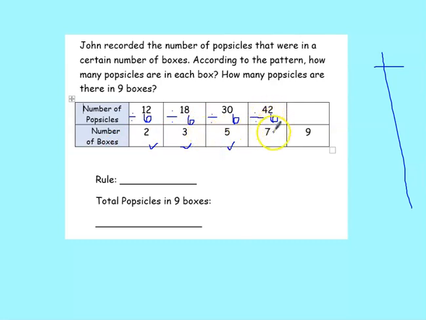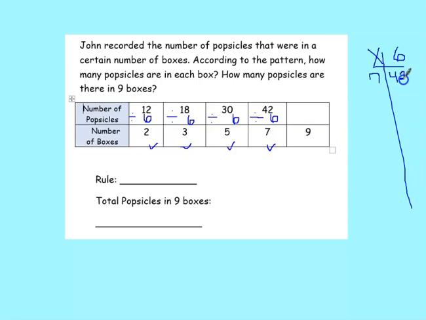So 42 divided by 6 is 7. I know that because 7 times 6 is 42. Now look, we've gotten here and I don't know my multiplication facts, but I do know that 7 times 6 is 42. So I'm doing my 6s. I finished with 7 times 6 is 42.